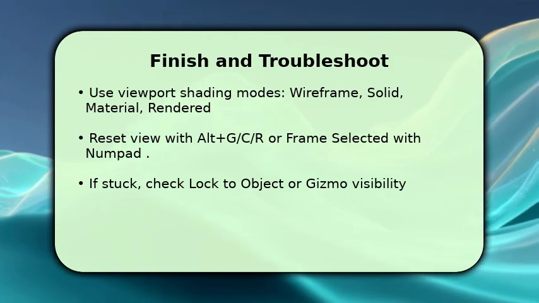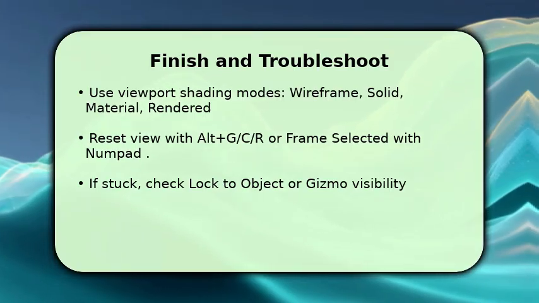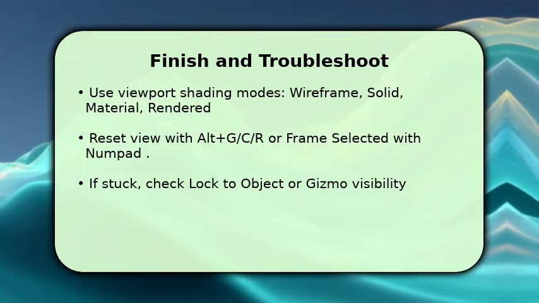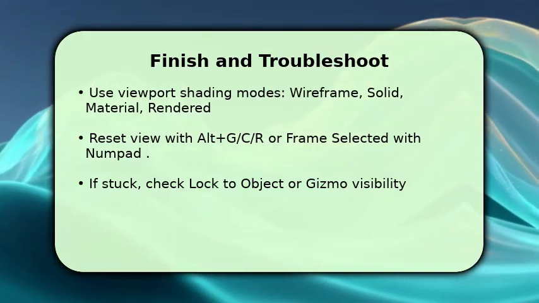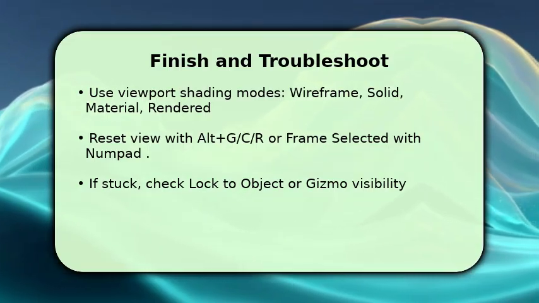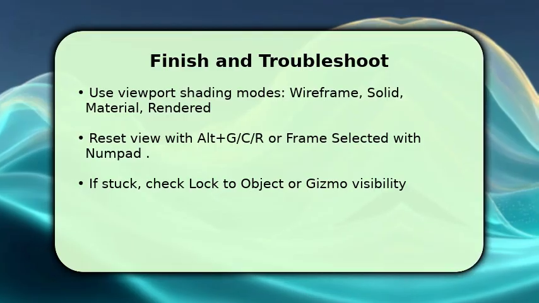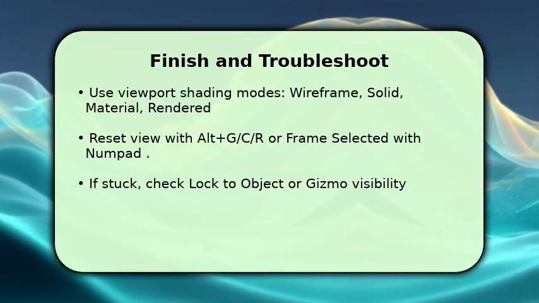Frame your selection with numpad period to center and press Alt plus G/C/R to reset transforms if things jump. If your controls stop working, make sure the gizmo is visible and you haven't locked transforms or parented the object unexpectedly. If the middle mouse doesn't orbit, confirm emulate 3-button mouse or check for OS-level mouse capture. Fix that and continue.